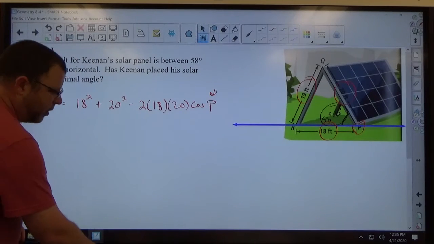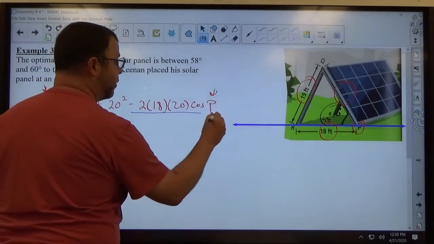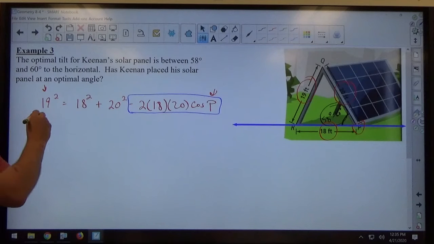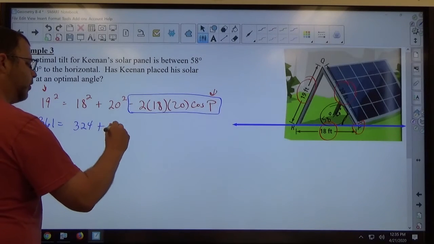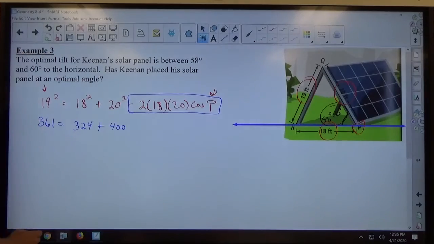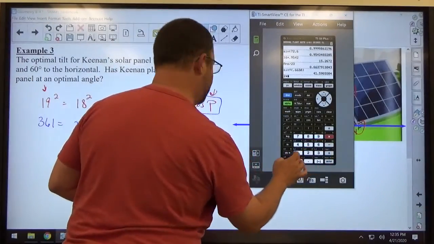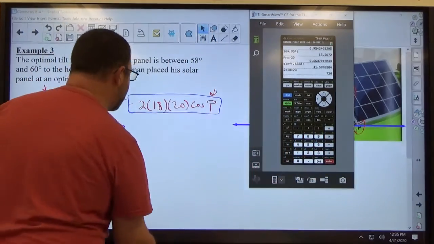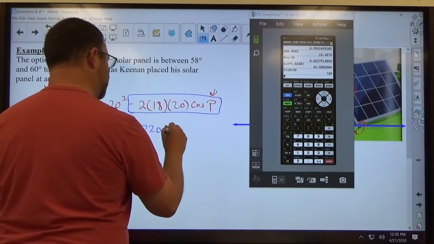Just like we saw in day 1, thing to be very cautious of here is all this stuff is together as one term. So keep that isolated from everything else. 19 squared is 361. 18 squared is 324. 20 squared is 400. And then we do 2 times 18 times 20. That's the coefficient of the cosine function. It is being subtracted, so it's going to be minus 720 cosine of P.